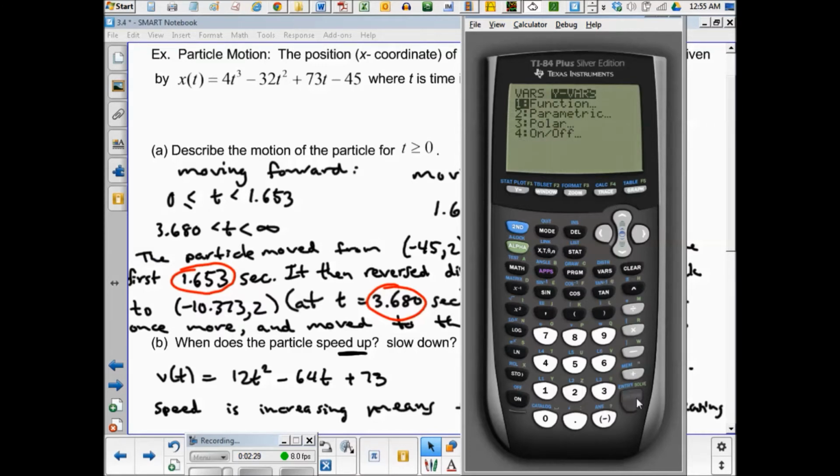vars, function. So it's absolute value of numerical derivative of y1, comma, the variable x, so we're differentiating with respect to x, and we're going to find the numerical derivatives at all values of x. End graph. Okay, there's our original function. I've reset the window to zoom standard. And here comes my speed graph.